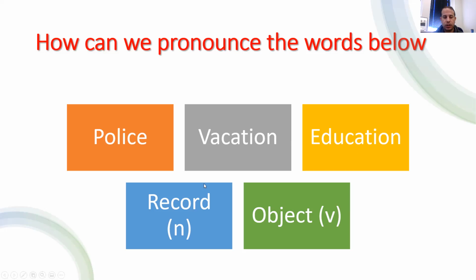All of you know exactly how we say it. It's education. And how about this word? Is it record or record? The last one, object or object. Okay, let me read all of them again: police, vacation, education, record, and object.